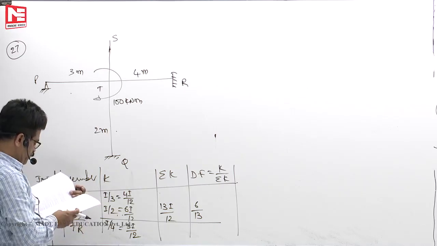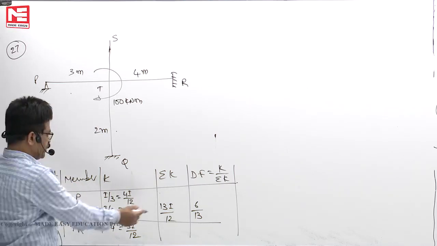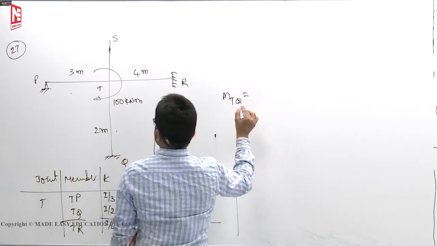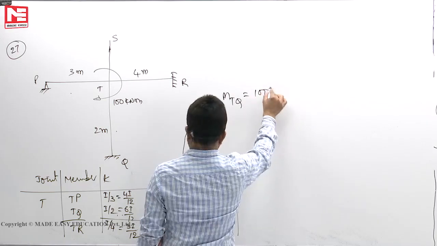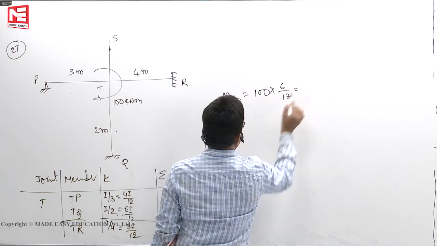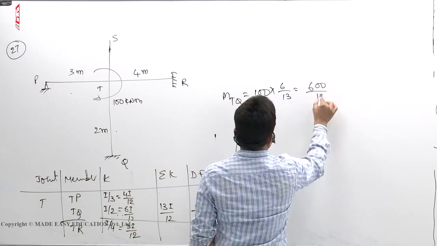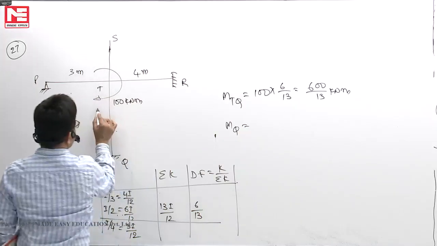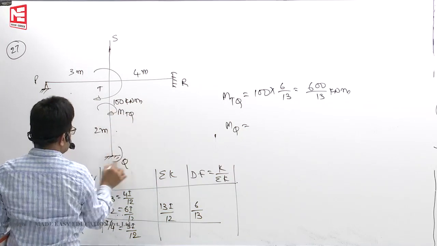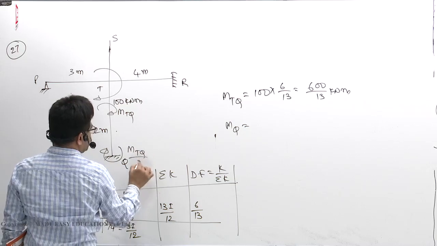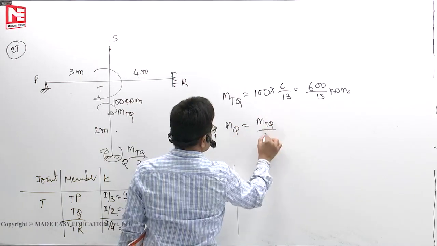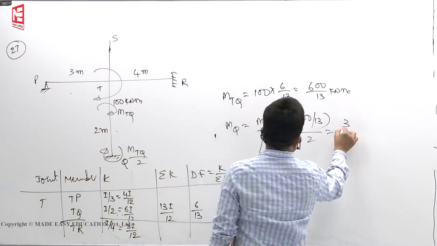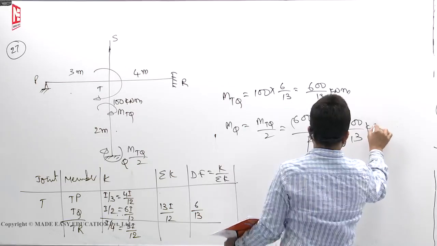6 by 13. He is asking what? Bending moment at Q. Okay, enough. 6 by 13. So moment at T for the member TQ, you will get 100 into 6 by 13, which is 600 by 13. Then moment at Q: whatever MTQ is there, half is carried over, MTQ by 2. So 600 by 13 divided by 2, that means 300 by 13 kilonewton meter.